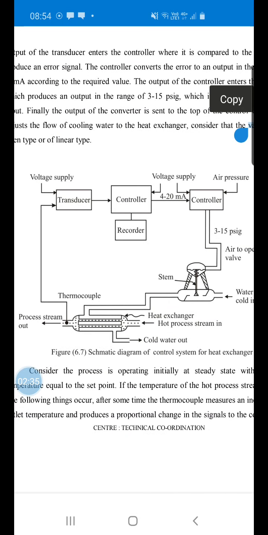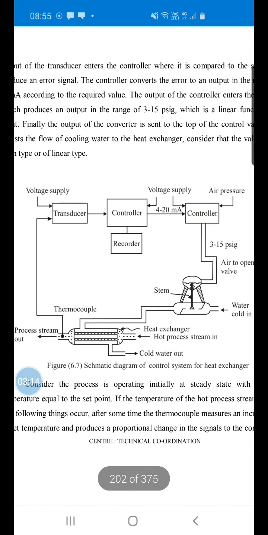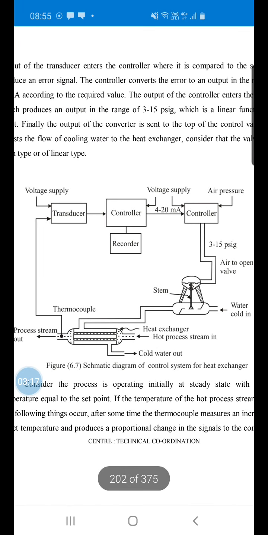The controller converts this error to an output in the range of 4 to 20 milliampere according to the required value. The output of the controller enters the converter, which produces an output in the range of 3 to 15 psi, which is again a linear function of the input. Finally, the output of the converter is sent to the top of the control valve. So this is an air to open control valve, where the flow of cooling water to the heat exchanger takes place.